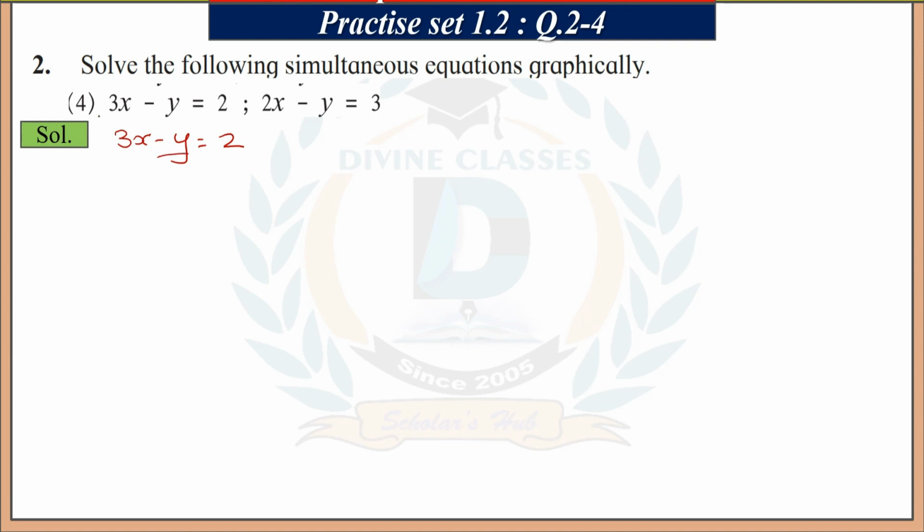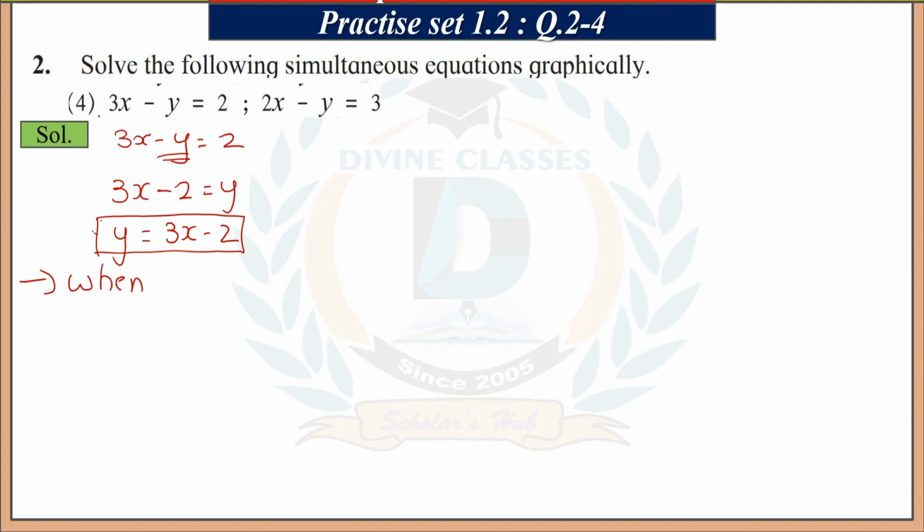Here minus y is negative, so it will go to the right hand side and become positive, and the 2 which is on the right hand side will come to the left and become negative. That means y is equal to 3x minus 2. Now we'll substitute the values. We already know the three values we are going to take.